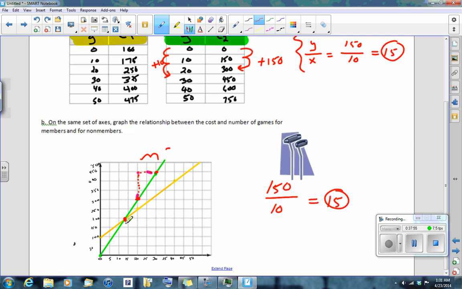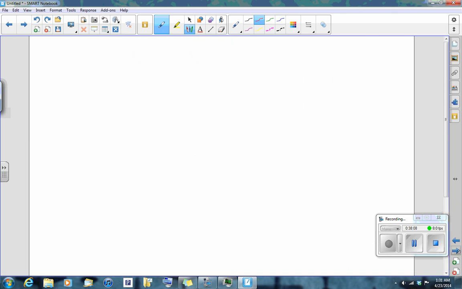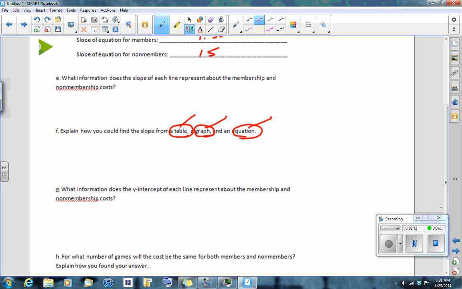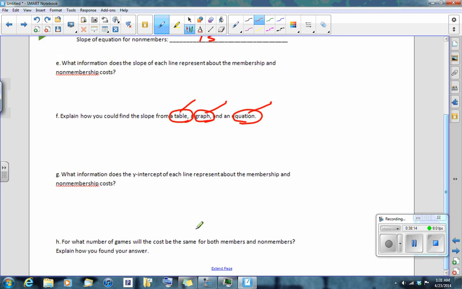Reading the graph, the intersection point of the two lines would represent the solution to that system of equations, and would tell us that. At that point where the lines intersect is where the cost is the same for the same number of games.